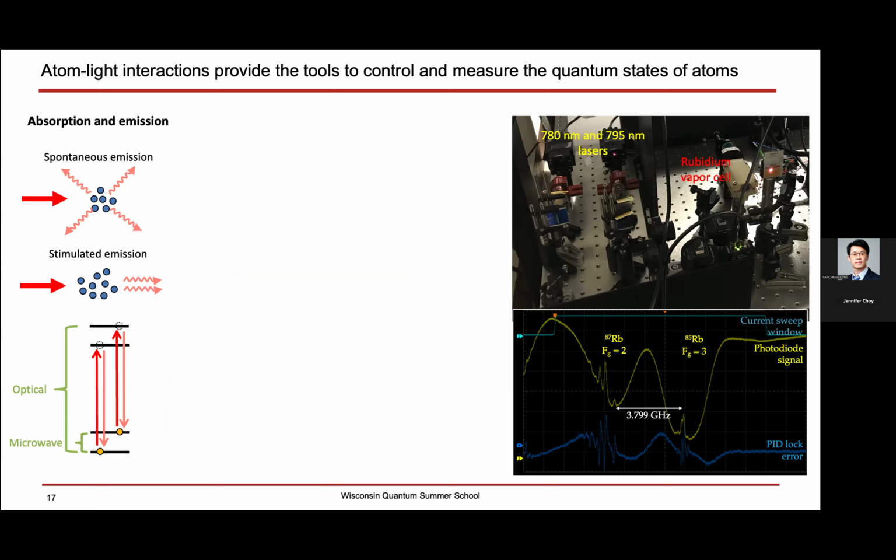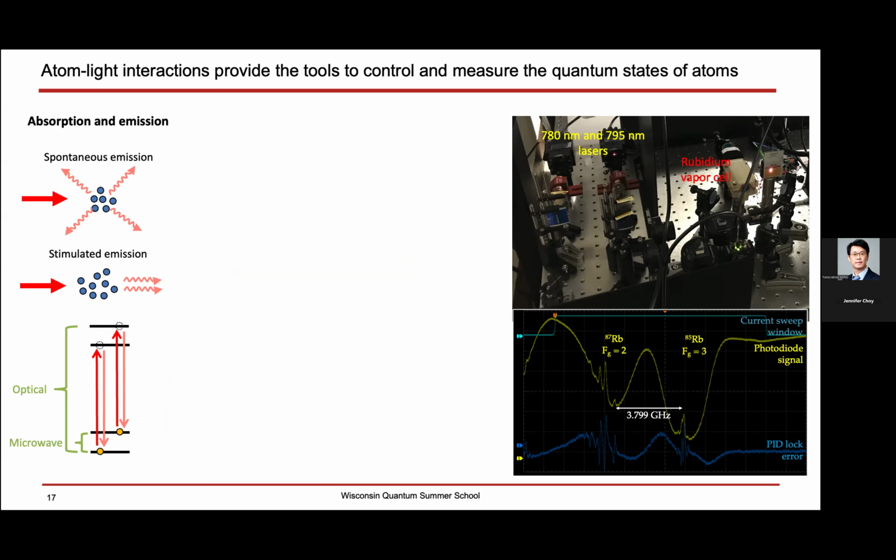But then what we need to do is have these lasers interact with the atoms in order to lock them to a specific frequency. And you do that through spectroscopy. At the bottom is basically an example of that. You're scanning the laser frequency, and I will only look at the yellow trace. So basically, we're looking at a time series of the detector signal after the light has interacted with the vapor cell. And we see big absorption dips that have to do with the excitation from one hyperfine ground state to an excited state.